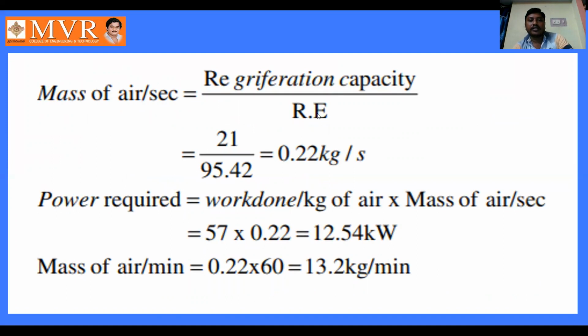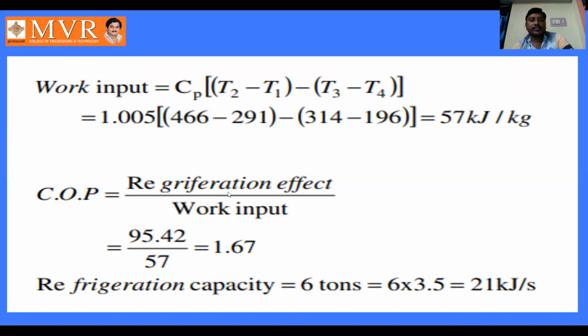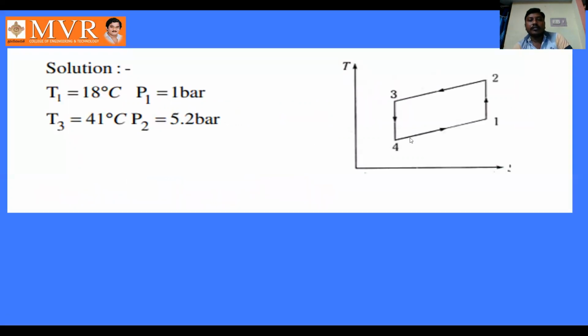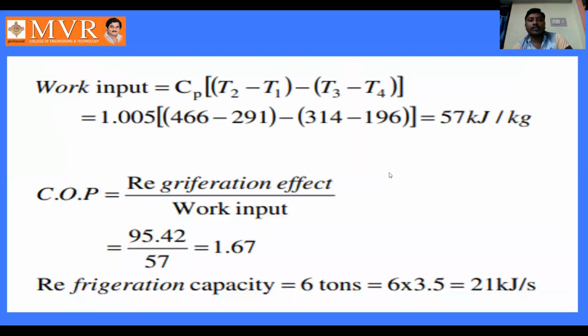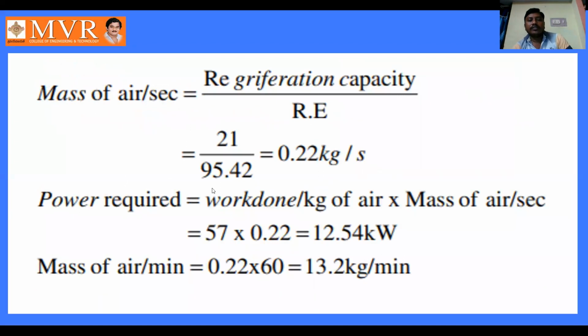And RE means refrigeration effect. See here the refrigeration effect, we have got a value here, 95.42. Refrigeration effect means heat absorbed, heat absorbed means T1 minus T4, and the value is 95.42. Hence, we have got the mass of air per second equal to 0.2 kg per second. Now we are going to calculate the power required.